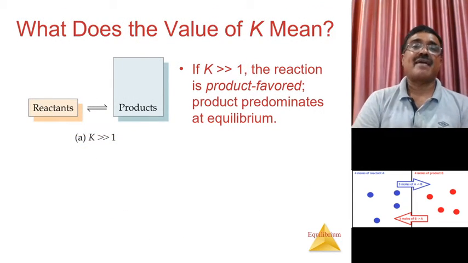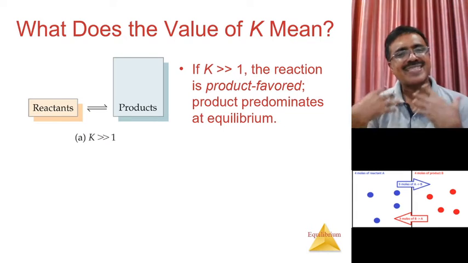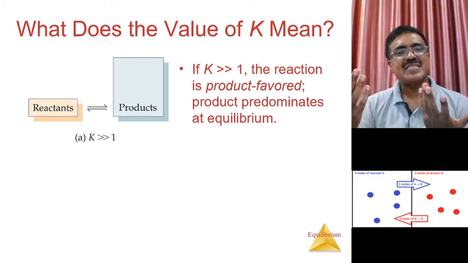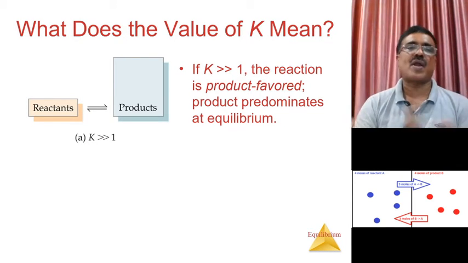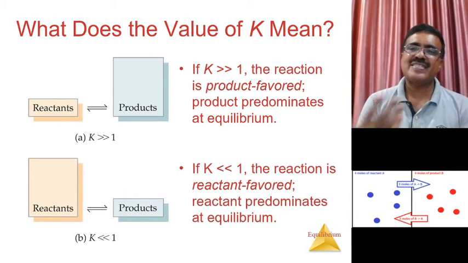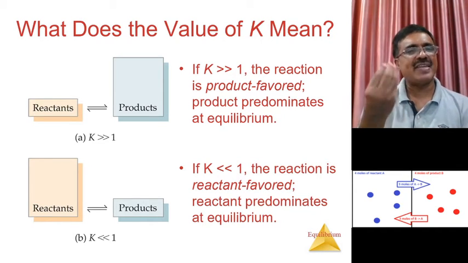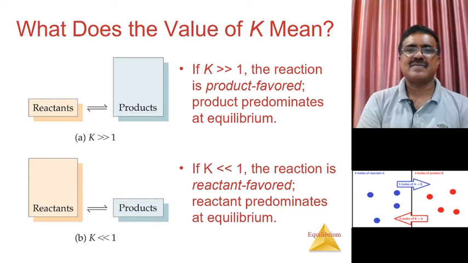The significance of K. K is very large, greater than 1, far greater than 1. Then that means products is favored. When equilibrium is established, we have predominantly products. If K is very less than 1, what does it indicate? When equilibrium is attained, we have predominantly reactants. Only very small amount of products will be present. Right?